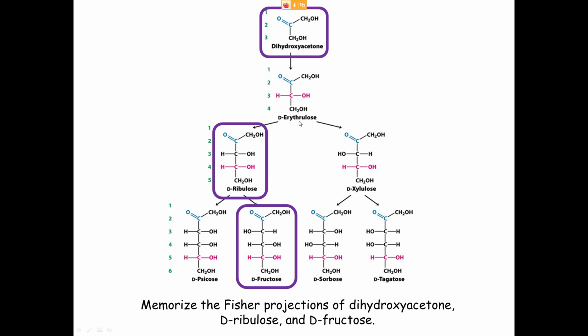And of course, D-erythrose is kind of unique. It's the only 4-carbon ketone sugar with only 1 chiral center. There is no other option, as we had with the aldehydes.